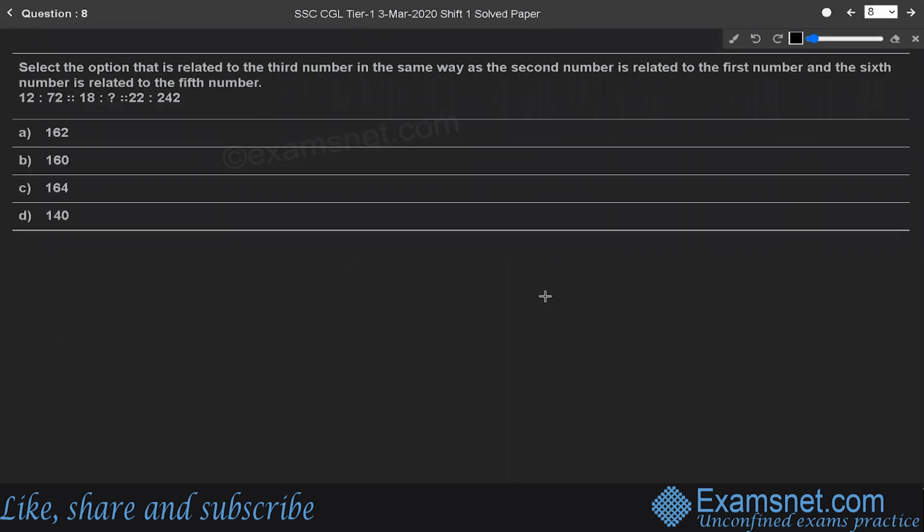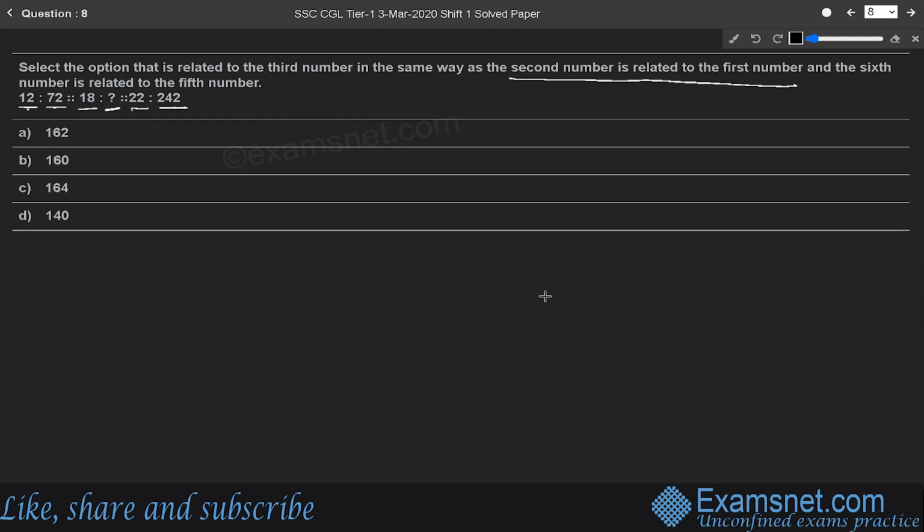Next question is: select the option that is related to the third number in the same way as the second number is related to the first number and the sixth number is related to the fifth number. So here, first number is 12, second number is 72, third number is 18, fourth number is the number that we have to find. Fifth number is 22 and sixth number is 242. It is given that the second number is related to the first number. It means that 72 is related to 12. And the sixth number is also related to the fifth number. It means that 242 is related to 22.